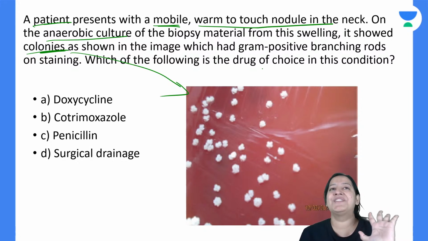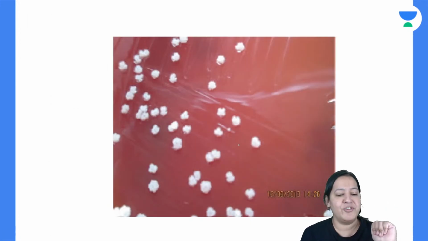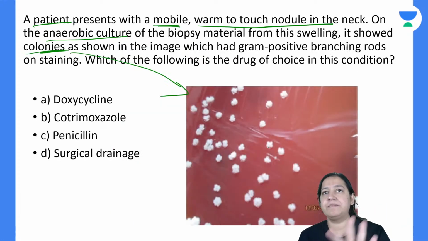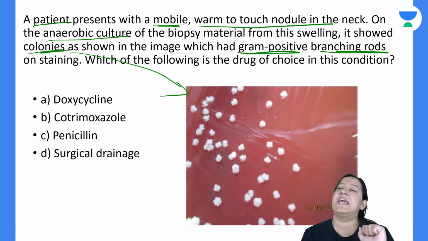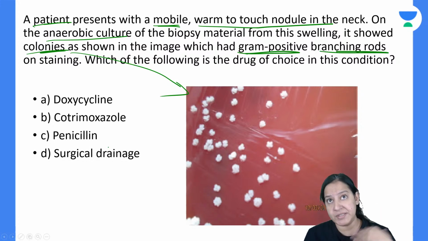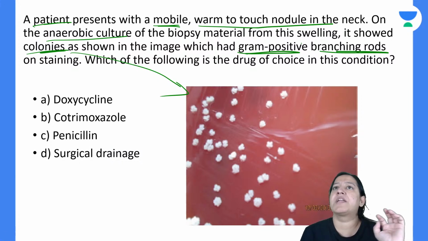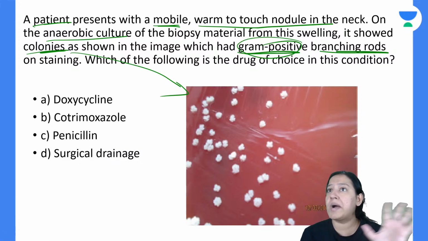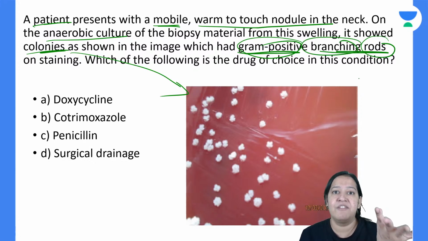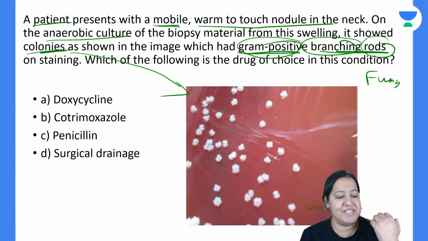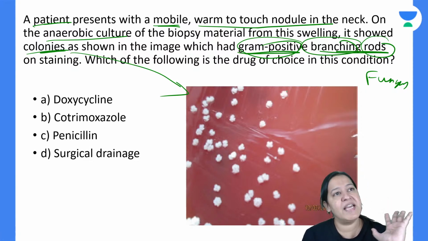Please see the colonies. There is a specific thing given in this colony. Please appreciate how the colonies are given. And there is one more hint. It is a gram positive branching rod bacteria on staining, not on culture, on staining. If you stain it, it is not gram negative, it is gram positive. It is not cocci, it is bacilli. But it is branching bacilli like fungus. So first give me the diagnosis. A.V. Soni, you are saying the answer is C.